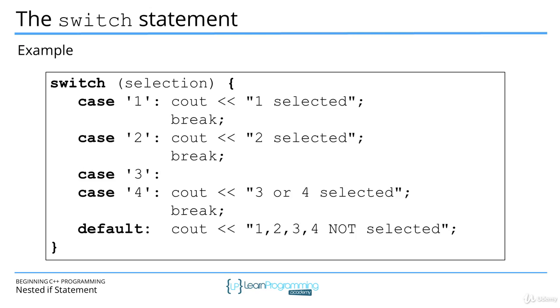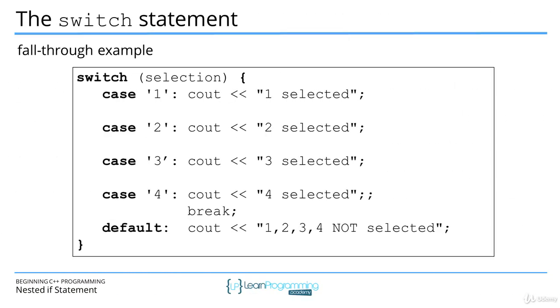Let's look at an example where we don't have some break statements. This is an example of the fall-through behavior of the switch statement. Notice that there are no break statements in cases 1, 2, and 3. Case 4 is the only case that has a break statement.